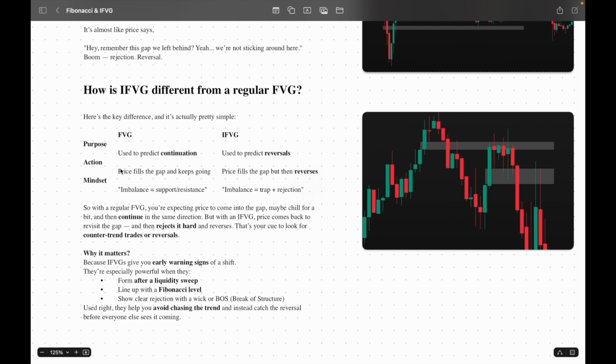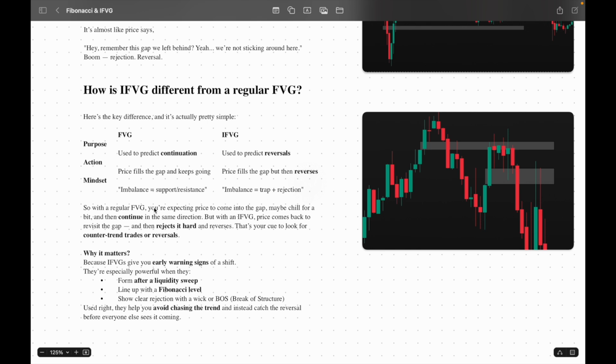Now, here are the purposes of it. The purpose of a fair value gap is used to predict continuations. Inverse fair value gap is used to predict reversals. Action: price fills the gap and keeps going. Inverse fair value gap: price fills the gap but then reverses. The mindset: imbalance, support, resistance. Inverse fair value gap is imbalance, trap, and rejection.